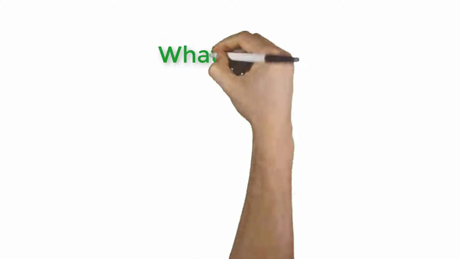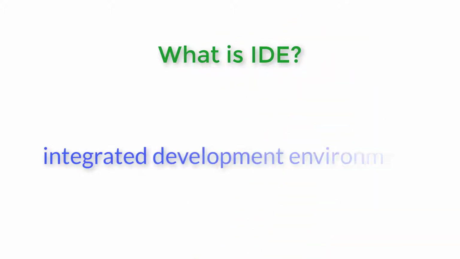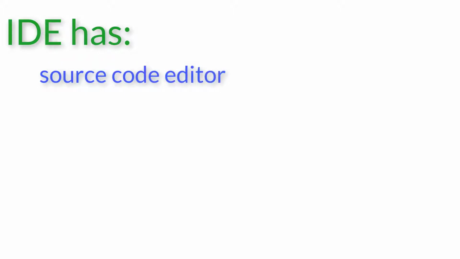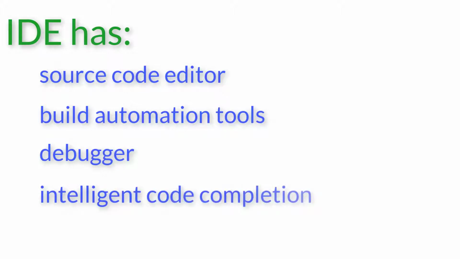Okay, now after we've understood what a compiler is, let's see what an IDE is. It stands for Integrated Development Environment. An IDE is a software application that provides comprehensive facilities to computer programmers for software development. An IDE normally consists of a source code editor, build automation tools, and a debugger. Most modern IDEs have intelligent code completion as well.